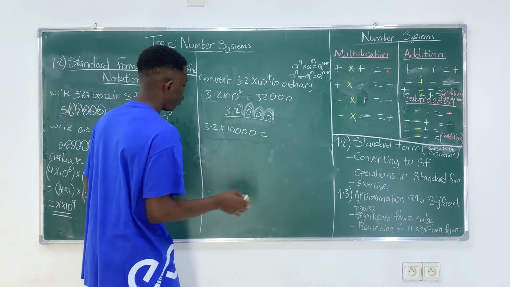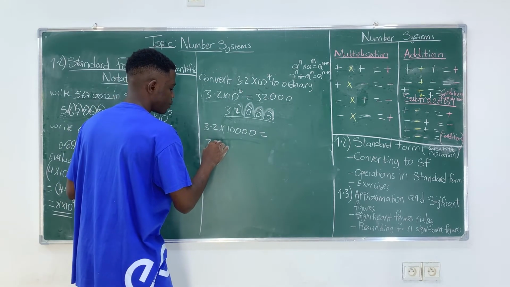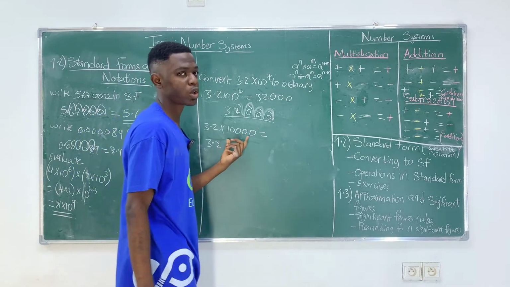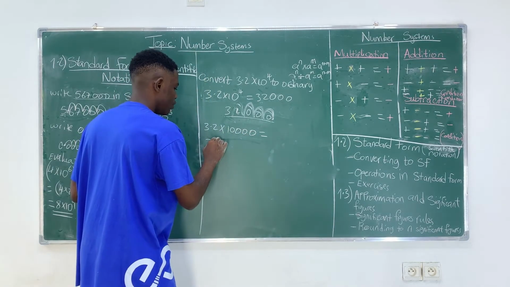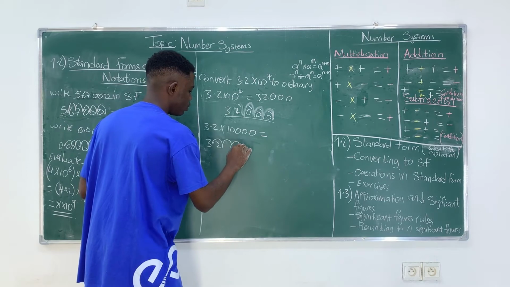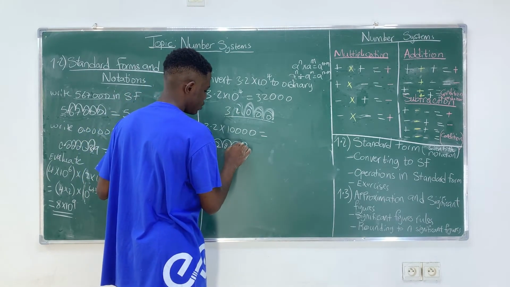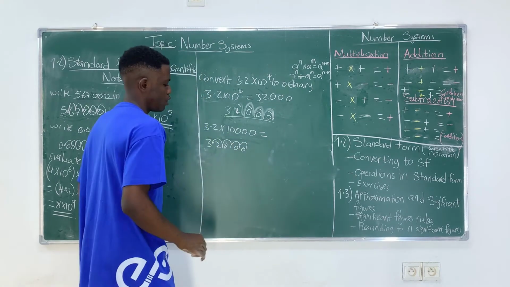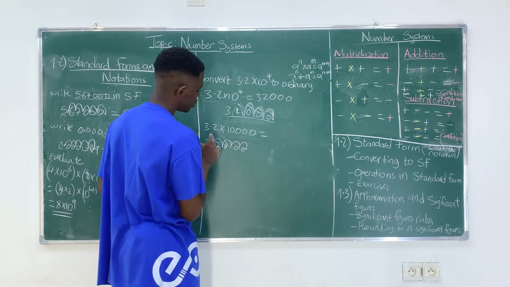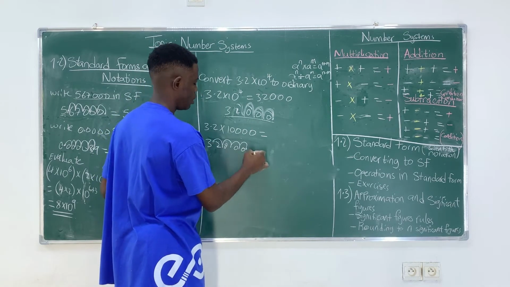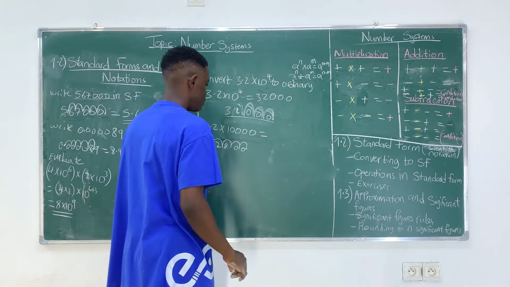I'm sure this is the method which will be used in your class. So you have 3.2. If I shift it 4 decimal places, because I'm multiplying by 10,000, I have 1, 2, 3, 4. So I fill with the zeros. 0, 0, 0. I think my decimal point is not more here. I moved it from here to here.